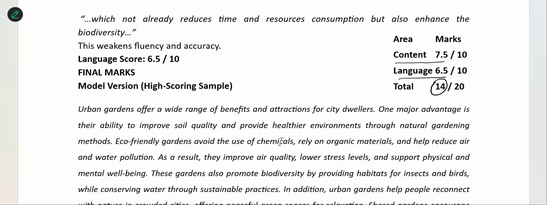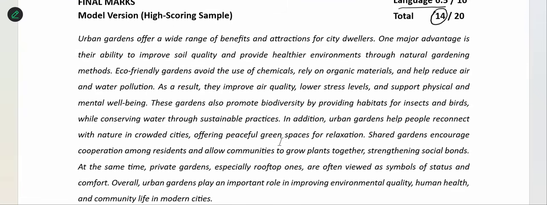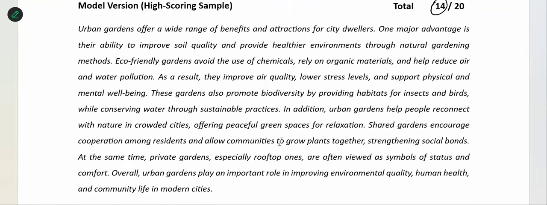Now, the high scoring sample is, let me read it out, a high scoring sample for you. Urban gardens offer a wide range of benefits and attractions for city dwellers. One major advantage is that, look at this, one major advantage, because when you talk about one, is their ability to improve soil quality. And look at this, their ability means the gardens' ability. So attraction dwellers, benefits of attraction of the dwellers. One major advantage is their ability to improve soil quality and provide healthier environments through natural gardening methods.